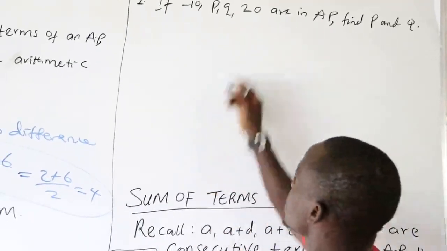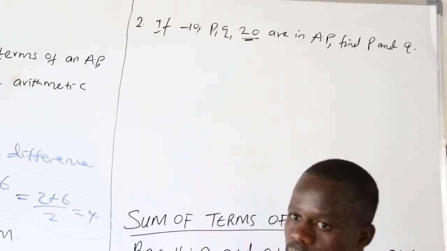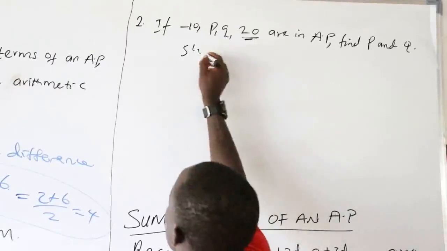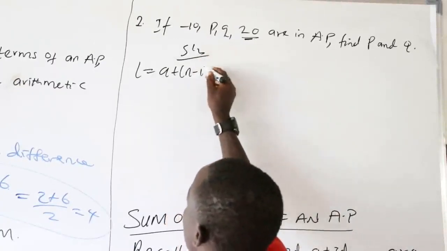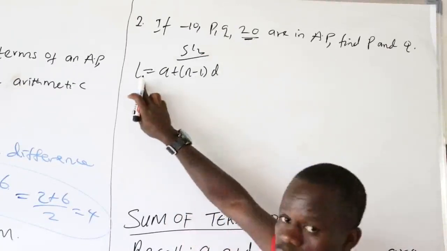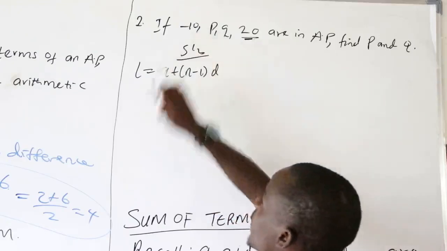And in this case now, since we have 4 terms, that means this 20 is the last term. And don't forget, we say L is the same thing as a plus n minus 1 d. That's our last term, which is the same thing as the nth term. Okay? So we have a, the first term, which is minus 10.